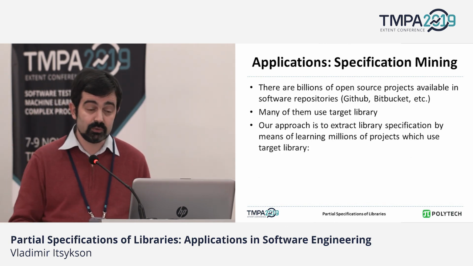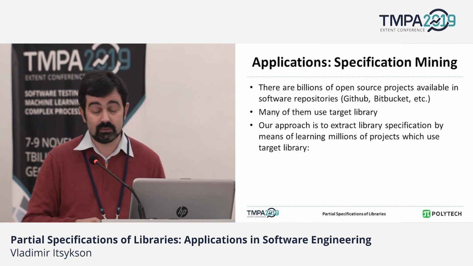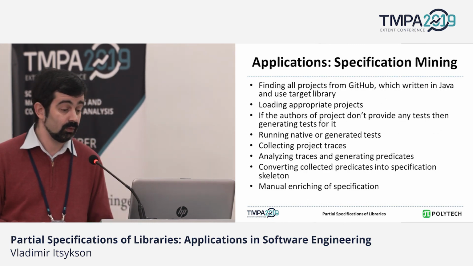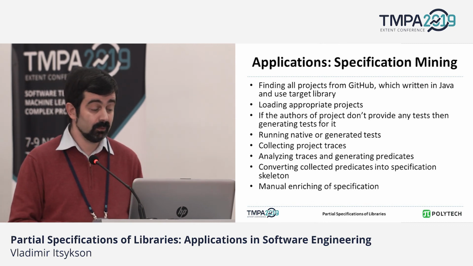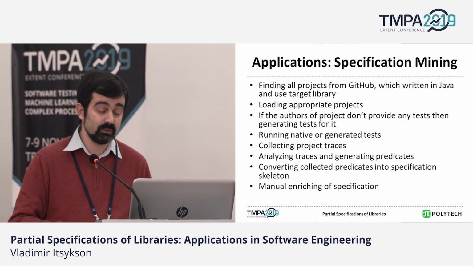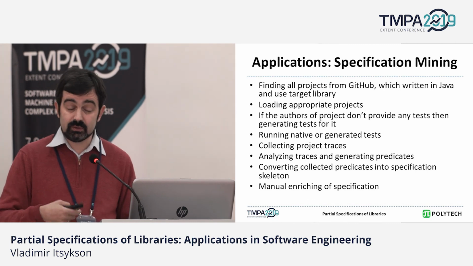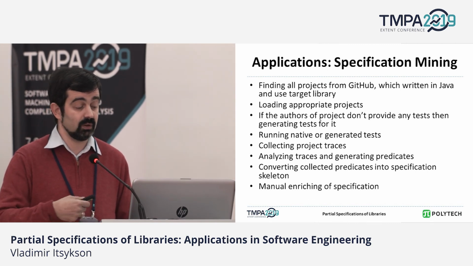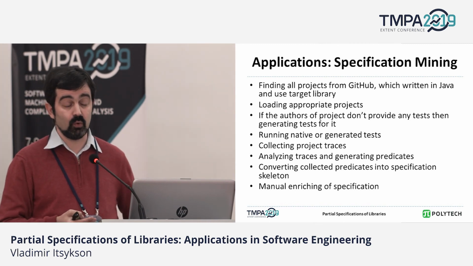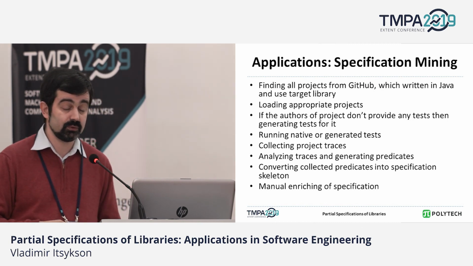There are billions of open source projects. There are millions of projects that use a target library. And our approach is to extract the library specification by means of learning from projects in open source repositories. The approach is depicted on this slide. We find a project on GitHub which is written in Java and uses our target library, load the project to local disk, and generate tests if there are no tests for this project, run the tests, collect the project trace, and analyze all traces for one library to generate predicates, and these predicates are converted to a specification skeleton.